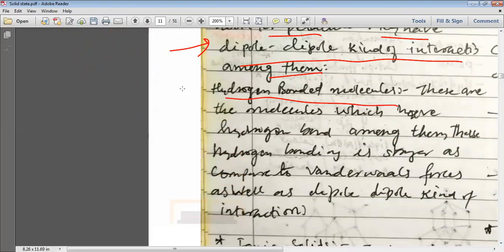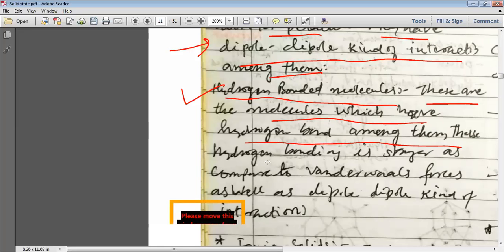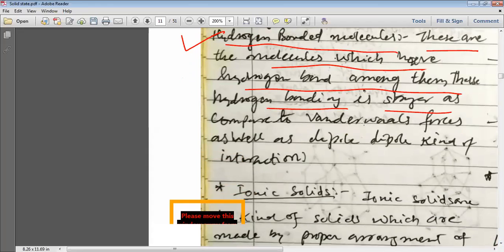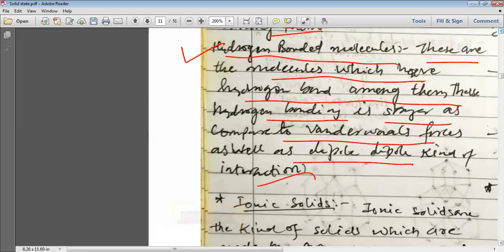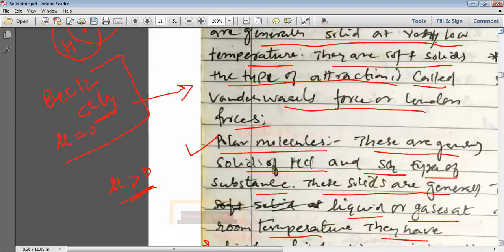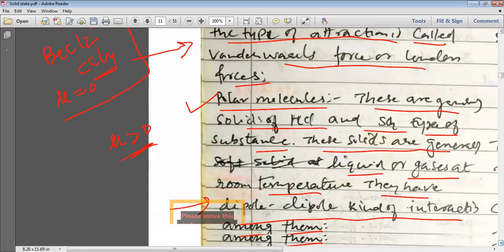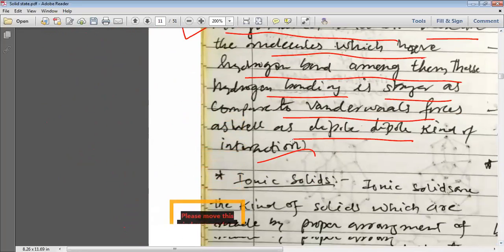Then we have the third type of molecular solids which are known as the hydrogen bonded molecules. These are the molecules which have hydrogen bond among them. Due to this hydrogen bonding, which is stronger than the dipole-dipole interaction and van der Waals forces, my dear students, the boiling and melting point of hydrogen bonding solids is comparatively higher among these three types of solids, either hydrogen bonding solids, non-polar molecular solids, or polar molecular solids. And that is how we understand the three various types of the molecular solids.